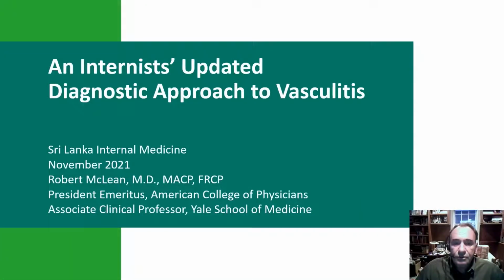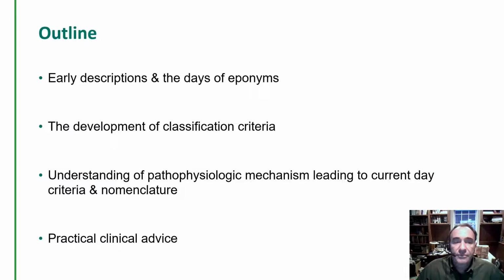Hello to my internist colleagues from Sri Lanka. I'm Robert McLean. I'm happy to have the opportunity to speak to you today about an internist diagnostic approach to vasculitis. The outline for our 30-minute talk today will be early descriptions in the days of eponyms, the development of classification criteria, an understanding of pathophysiologic mechanisms and how they led to current-day criteria and nomenclature, and practical clinical advice at the end.